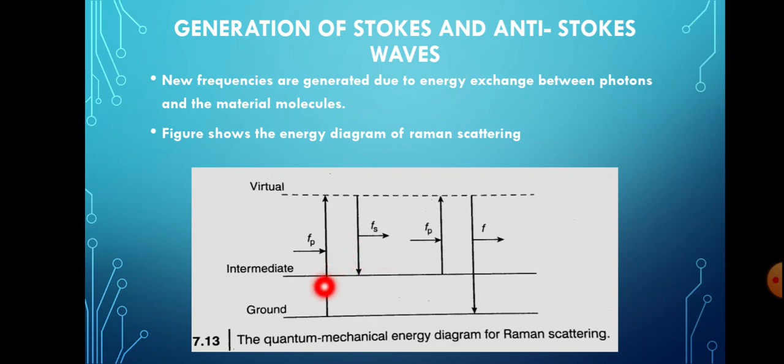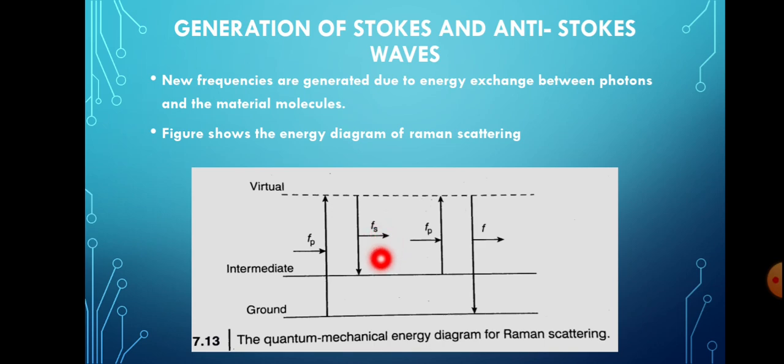So this is clear. From the ground state, when pump frequency is given, that pump frequency is absorbed by the carriers in the ground state, and they go to the virtual state where it is unstable, and they go to the intermediate state again, so that it releases another frequency of photon. That frequency corresponds to the Stokes frequency. So we can say it is a Stokes photon of frequency Fs.